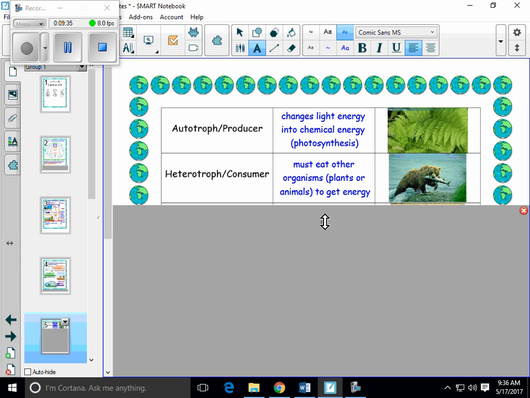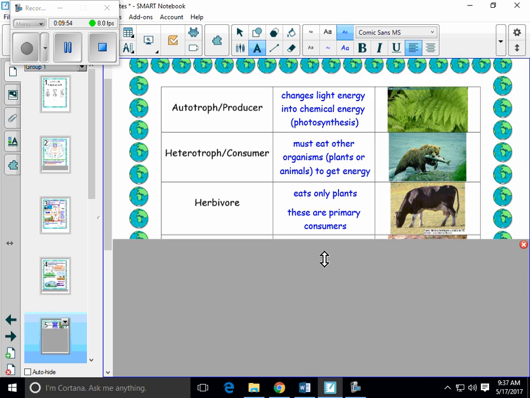The opposite of a producer would be a consumer, or we can also call them heterotrophs. This group of organisms has to eat other things in order to get energy. They can eat plants, they can eat animals, they can eat fungus, they can eat bacteria. They just have to eat something else, and that's how they get their energy.